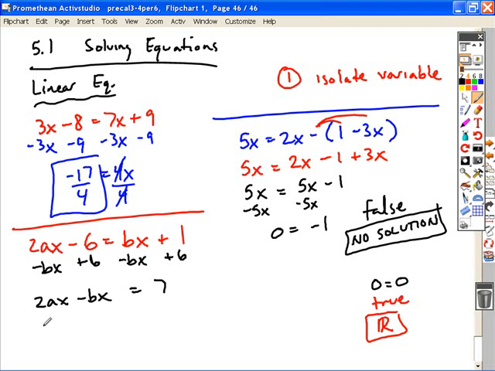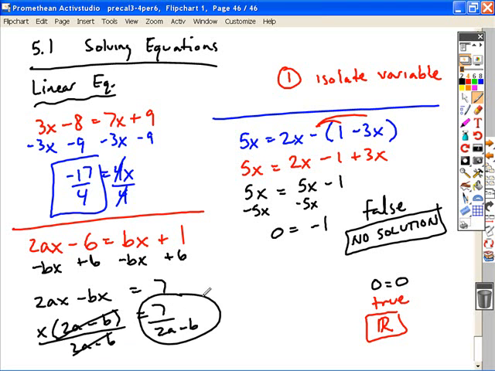Factor it out. Right? So if you take out this common factor of x, that leaves a 2a in the first group minus a b in the second group. And so all you need to do now is divide, undo that operation. So if we divide by 2a minus b, we get our solution of 7 over 2a minus b.